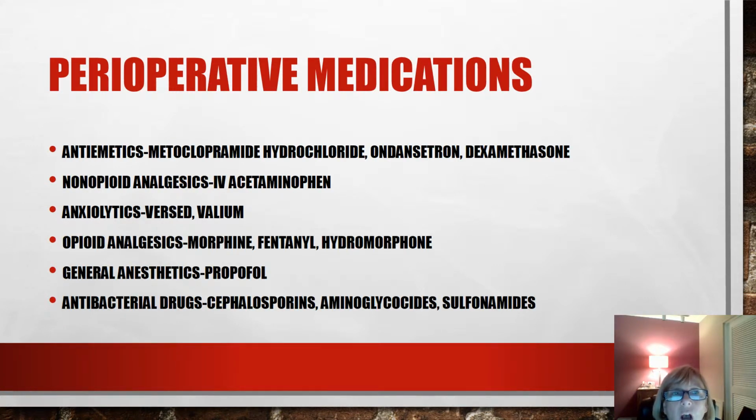So there are some very common perioperative medication classifications that we're going to look into right now. The first are your antiemetics, which are things like metoclopramide, Reglan, ondansetron, which is your Zofran, dexamethasone, which is your Decadron, your non-opioid analgesics such as IV acetaminophen, anxiolytics, which are Versed and Valium, opioid analgesics. Commonly, we see morphine, fentanyl, hydromorphone. Of the three of them, probably hydromorphone is the most commonly used now.